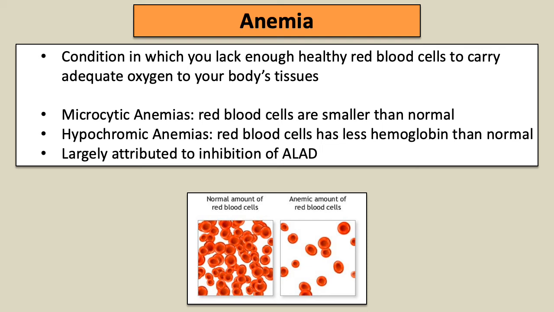Anemia is a condition where you lack enough healthy red blood cells to carry adequate oxygen to your body tissues. So there can be a few different manifestations of this. There's microcytic anemias where the red blood cells are smaller than normal, or hypochromic anemias where the red blood cell has less hemoglobin than normal. And this is largely attributed to the inhibition of ALAD that we previously spoke about.